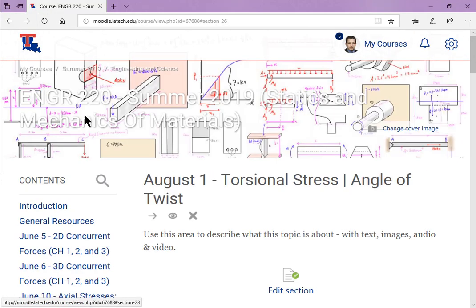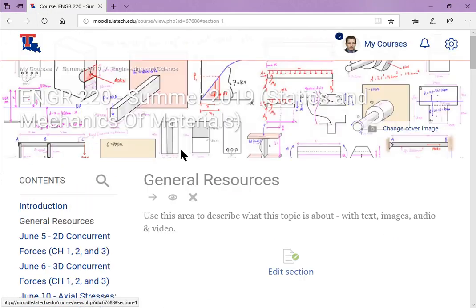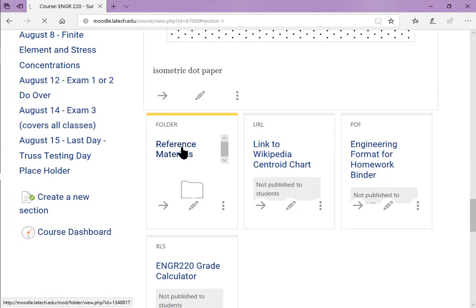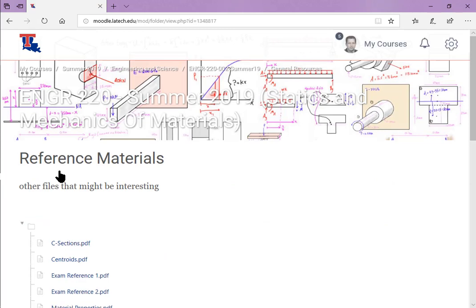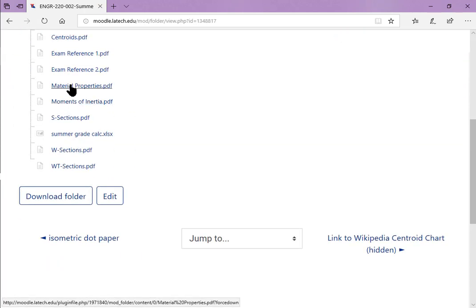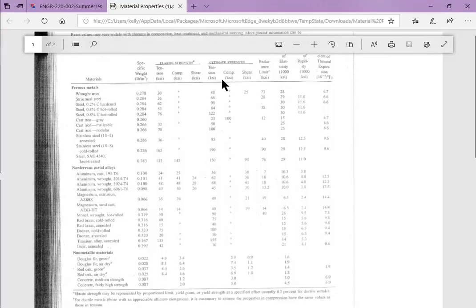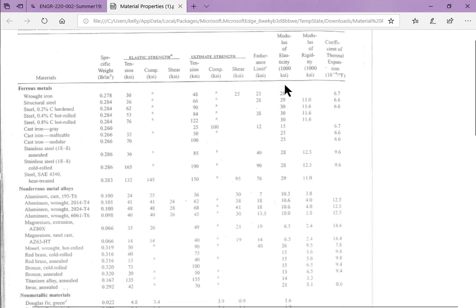Let's see if I can find one. For our, let's see, material properties. Material properties. Oh, I need to tell it to open it. Let's make it a little bigger.